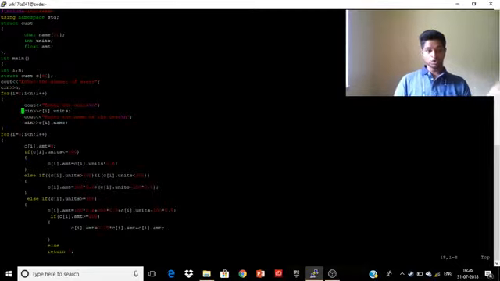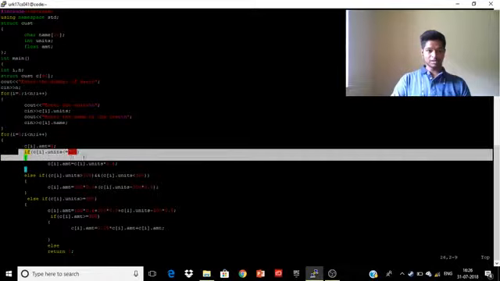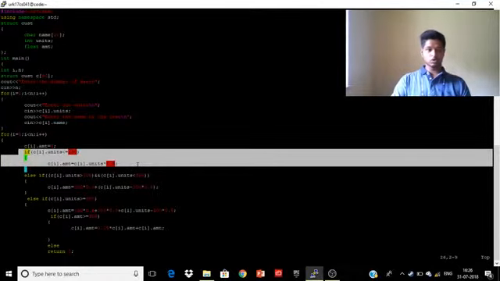I have started a loop. I have created a structure based database, and then I have prompted the user to enter the number of units as well as the name, and based on the units I will calculate the amount. So initially the amount will be equal to 0. Okay, so if the units is greater than or equal to 100, then the amount will be calculated like this. So 0.6 into the total number of units that he is consuming.